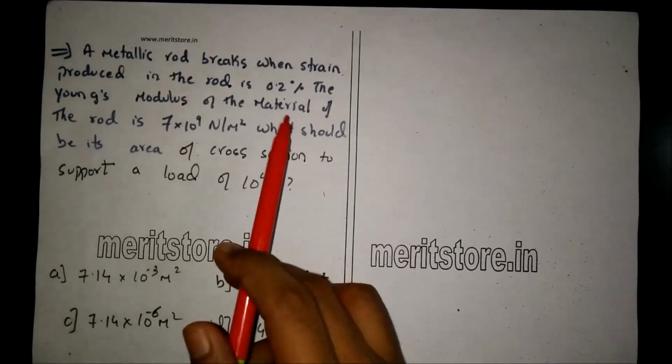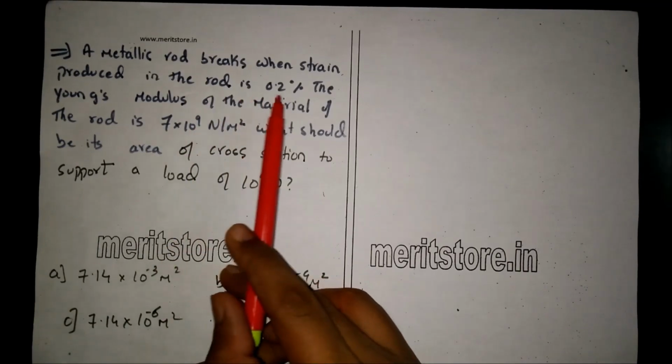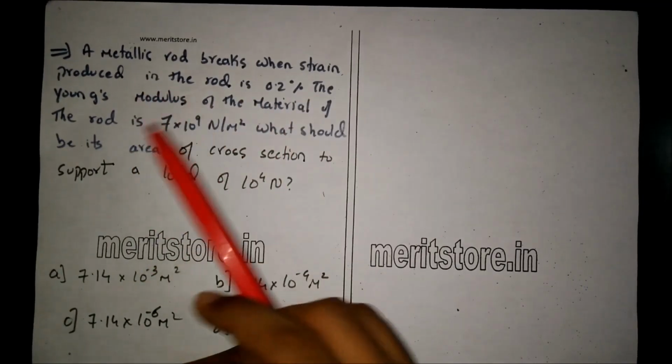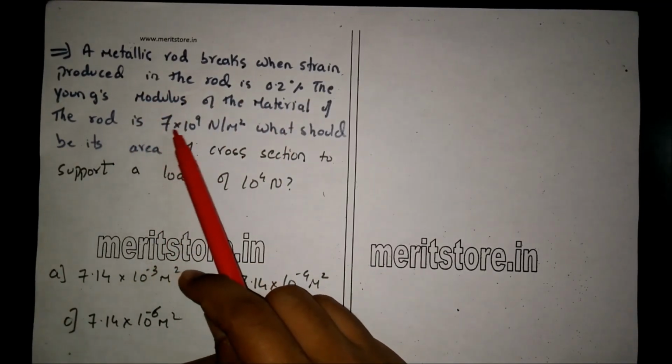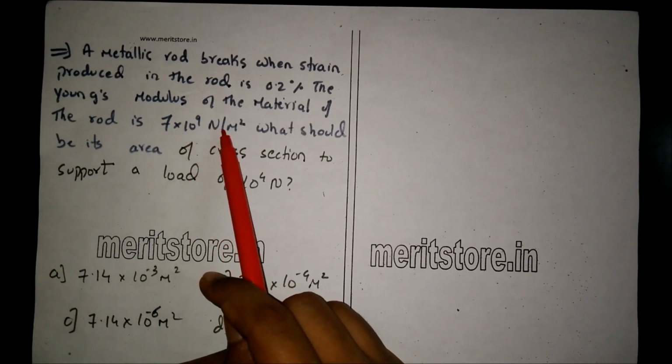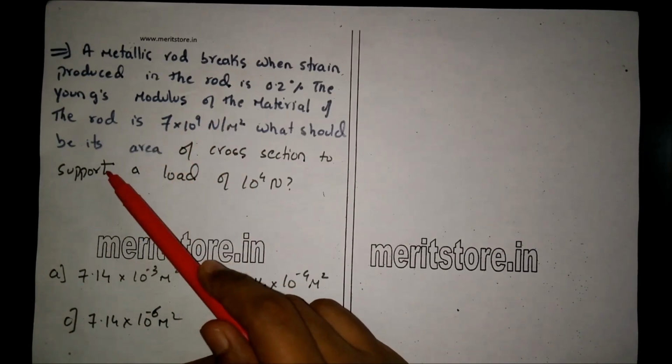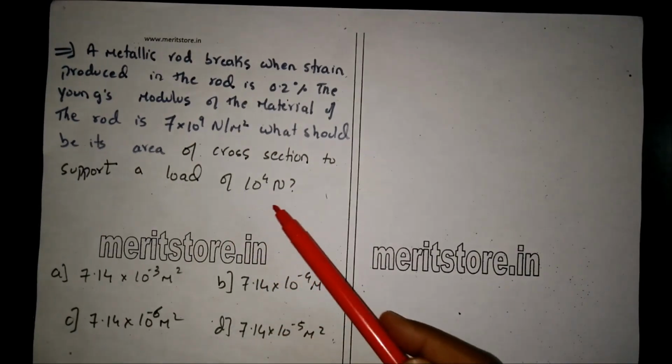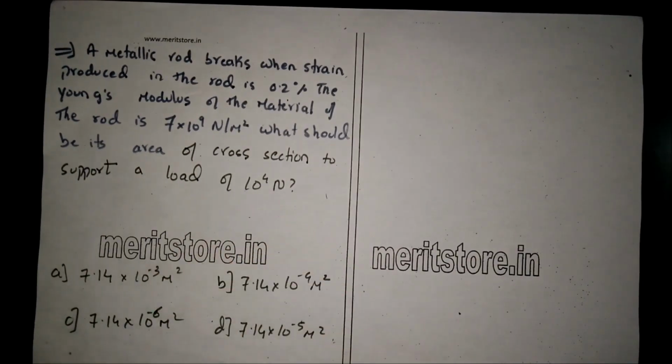A metallic rod breaks when strain produced in the rod is 0.2%. The Young's modulus of the material of the rod is 7 × 10^9 newtons per meter square. What should be its area of cross section to support a load of 10^4 newtons? Here are the options.